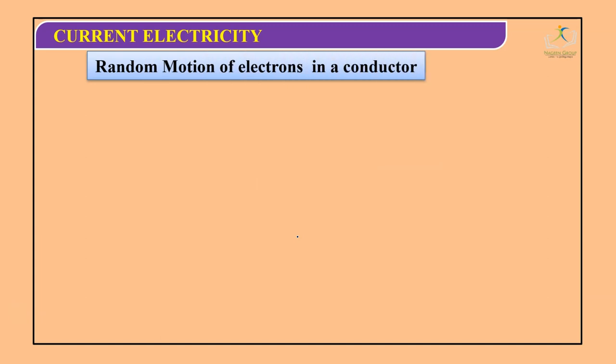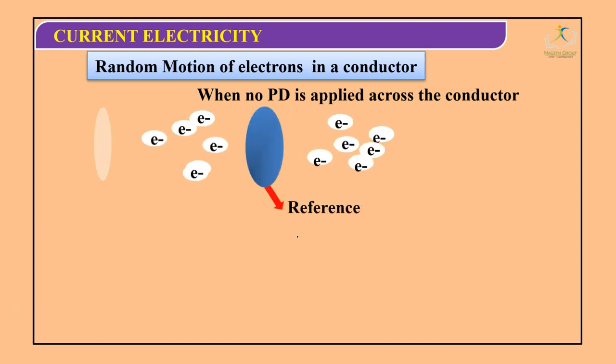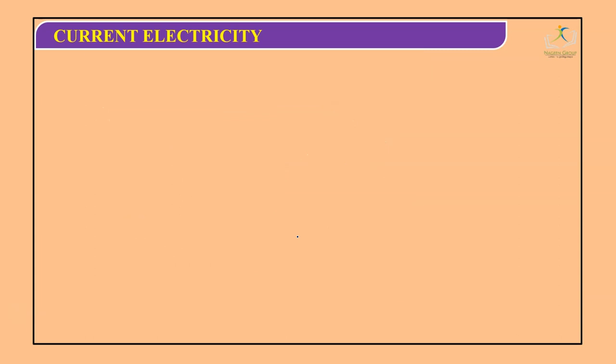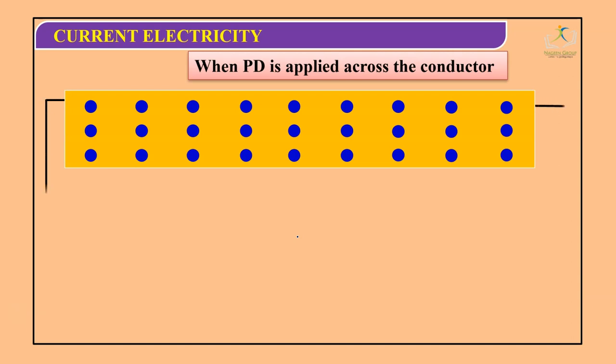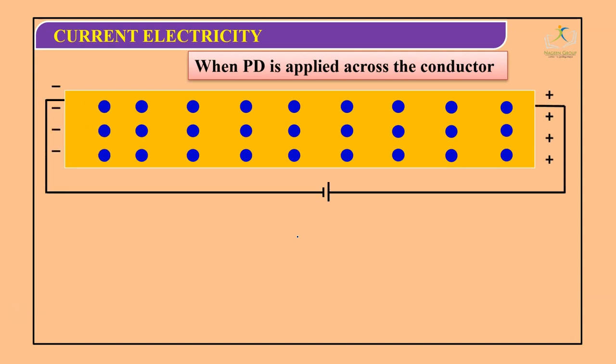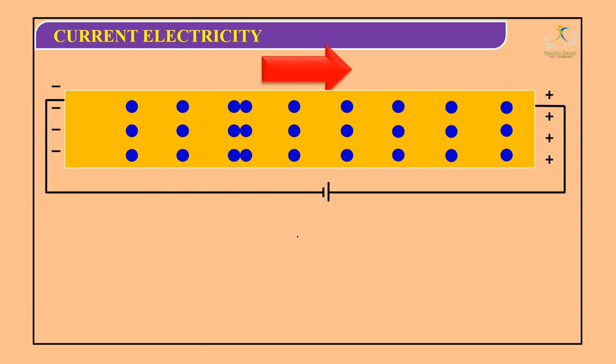Drift velocity. First, the random motion of electrons in a conductor when no potential difference is applied across the conductor. Like we have these electrons. If we take, as a reference, 50 electrons here and 50 electrons there, the net flow of charge will be 0 when no potential difference is applied across the conductor. So they will transfer energies among themselves in this direction.